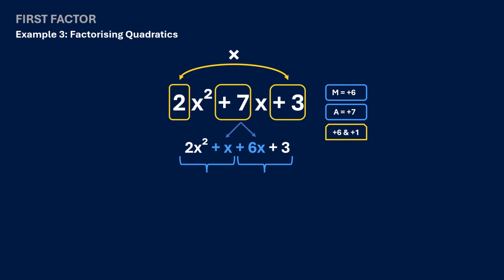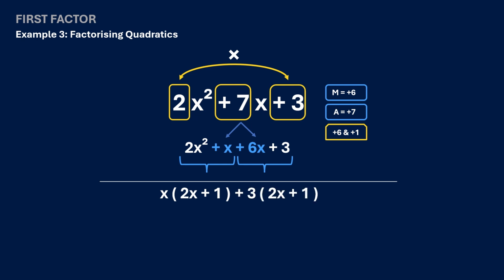So if we factorise 2x squared plus x, we're going to factorise x out, which means in brackets you've got 2x plus 1. And then if we look at 6x plus 3, we're going to factorise 3 out, and that leaves 2x plus 1 in brackets. At this point, one of the checks you have to look at is, are both the brackets that you have in your expression exactly the same? In this case, we have 2x plus 1 in both brackets.